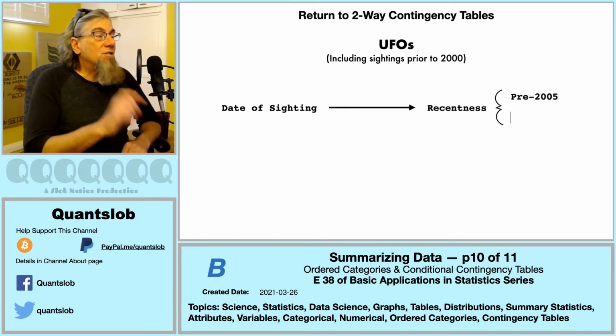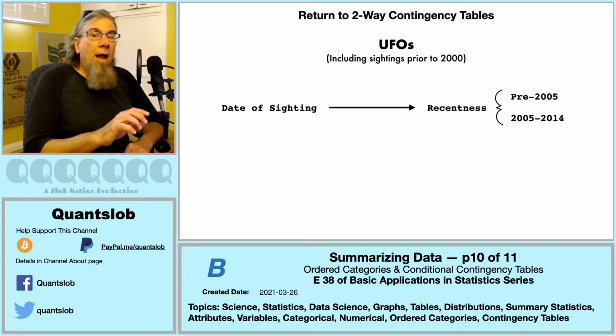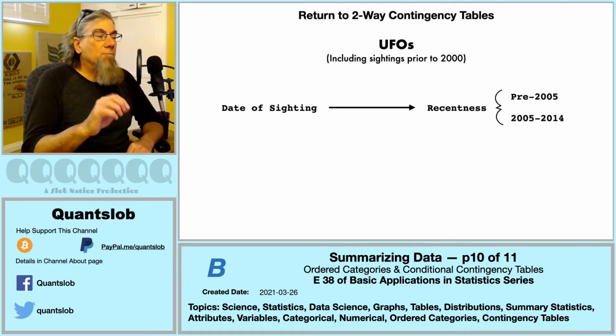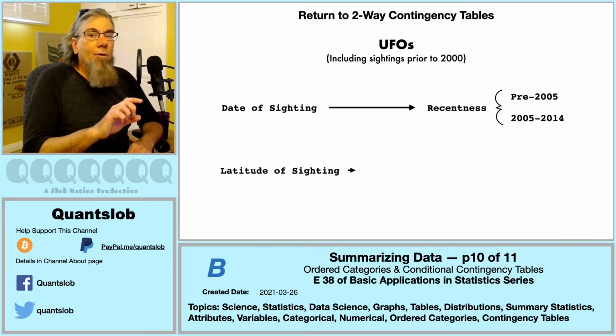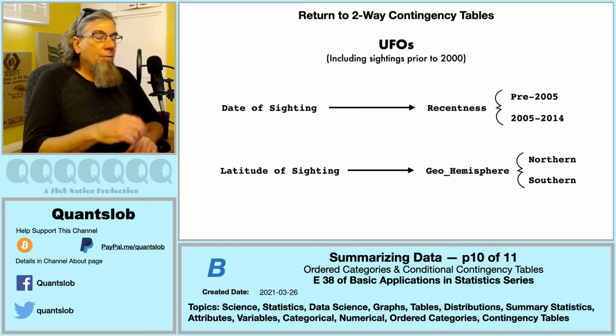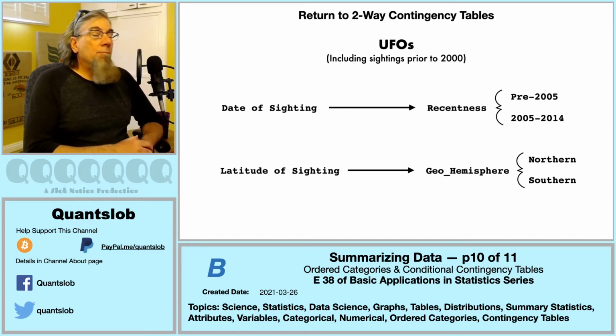So from date of sighting, we're going to create a new attribute called recentness. And this new attribute is going to have two categories, pre-2005 and 2005 to 2014. From the original latitude at which the sighting occurred, we're going to create a new attribute called geohemisphere. And this new attribute is going to have two categories as well, northern and southern. So here, let's take a look.